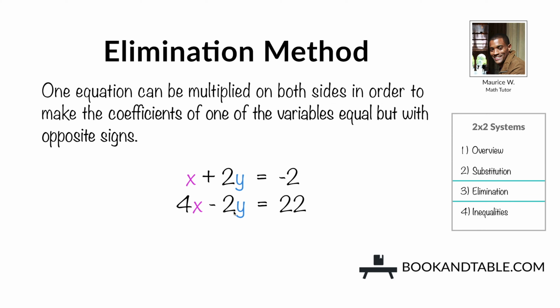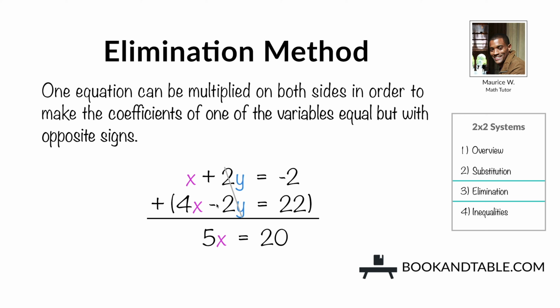And now that we've done that, with positive 2y and negative 2y, we can eliminate our y variable by adding the two equations together. So you get x plus 4x is equal to 5x. Negative 2 plus 22 is positive 20. And our y's are eliminated because positive 2y minus 2y is equal to 0. So now we can solve for x from here.